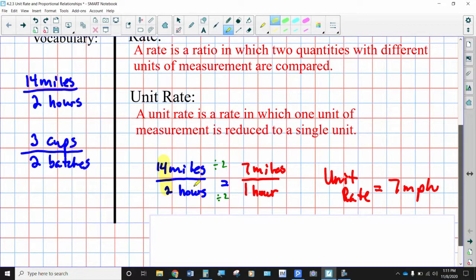So a fraction is a division problem. So anytime you're finding the unit rate, you just take the 2 numbers in the ratio and you do a division. 14 divided by 2 is 7. So that means that the unit rate is going to be 7 miles per hour.